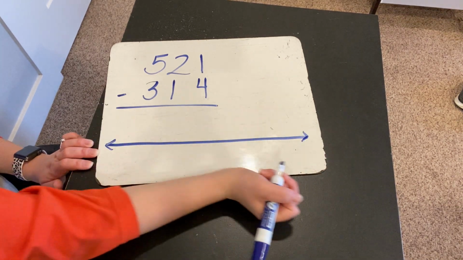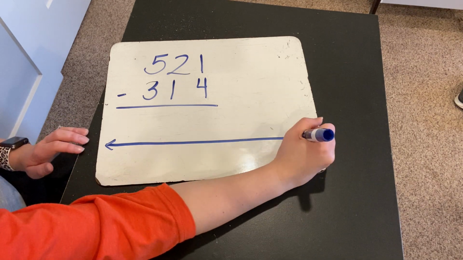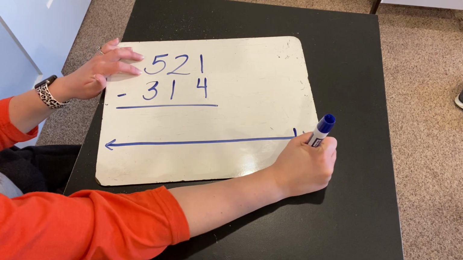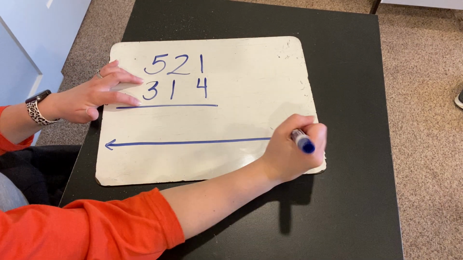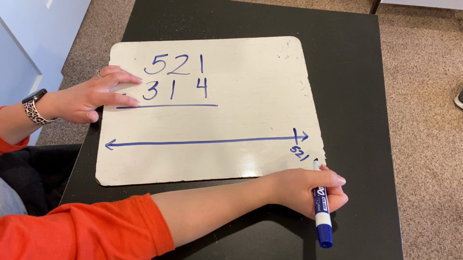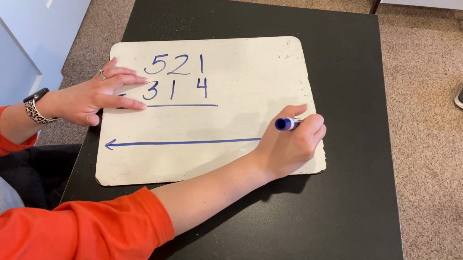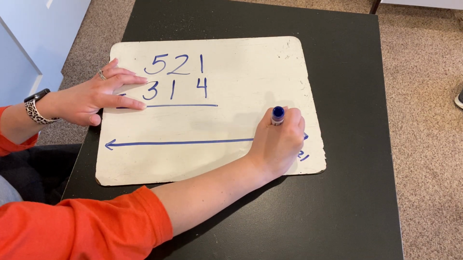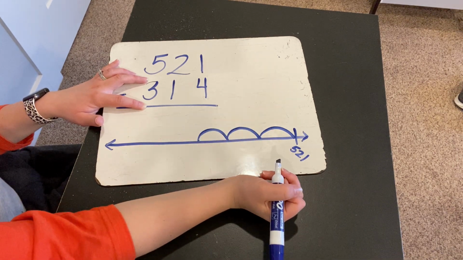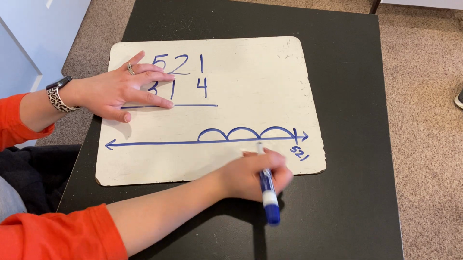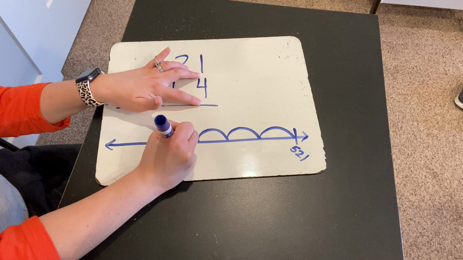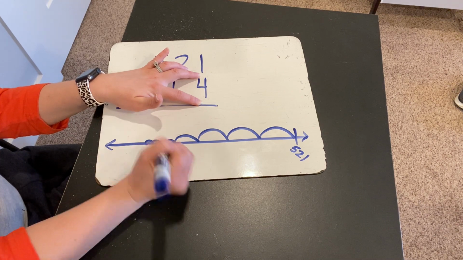Well, when we subtract using an open number line, remember we start on the far right side with the largest number, 521, and then we make our jumps. So how many hundreds are in 314? There are 3 hundreds, so we need to do 300 jumps. 1, 2, 3. And then how many tens? There's 1 ten, so 1. And then 4 ones. 1, 2, 3, 4.